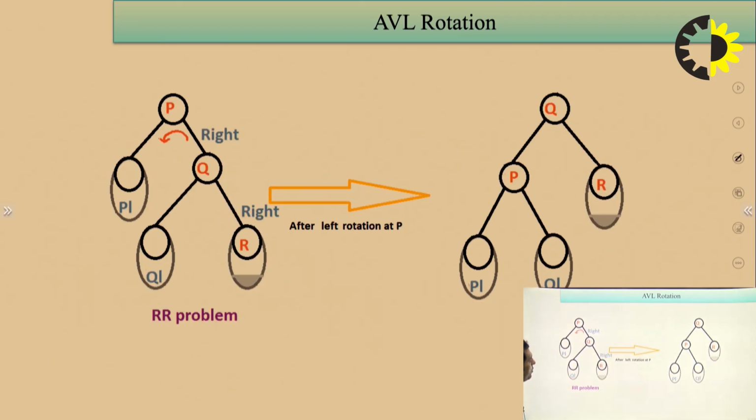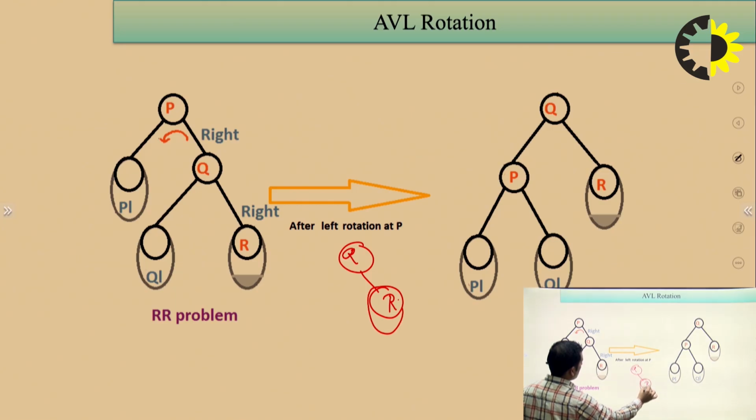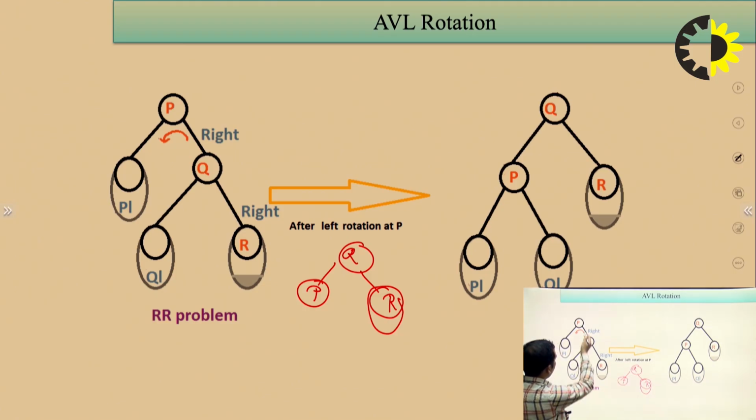Now, the second situation. In this situation, one rotation is required at the point P. At the point P, we will rotate to the left side. So, after rotation at this point, Q will come upside. This particular branch is untouched, and P will go down, meaning this will become the left subtree. So, this is P left side, no problem, attach in the same manner.